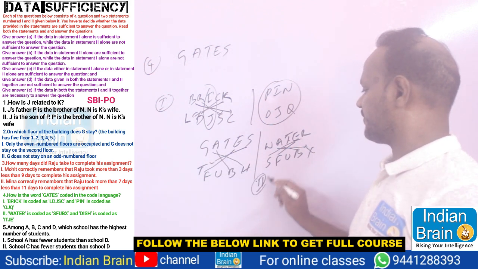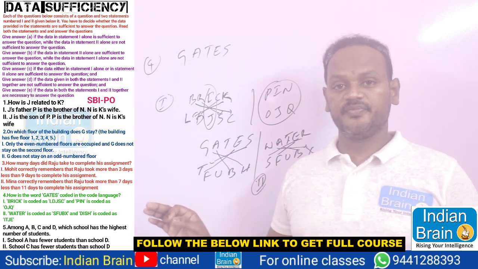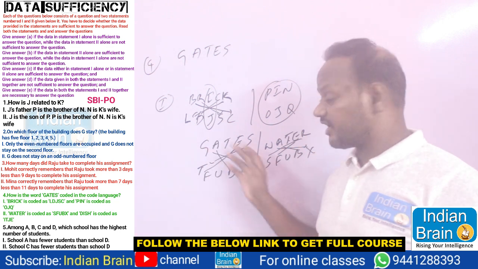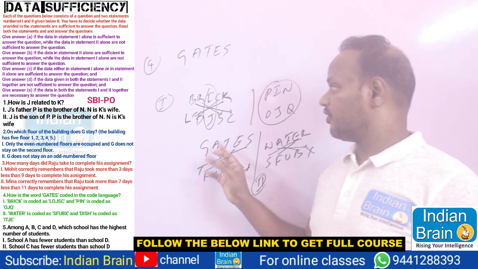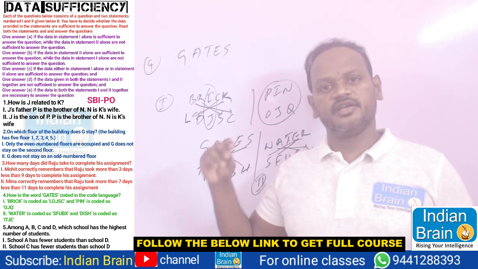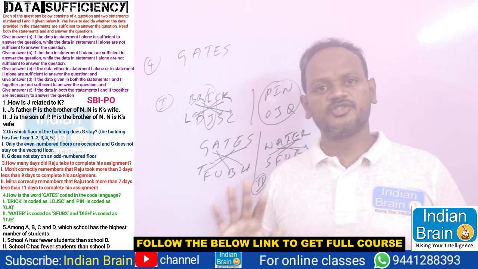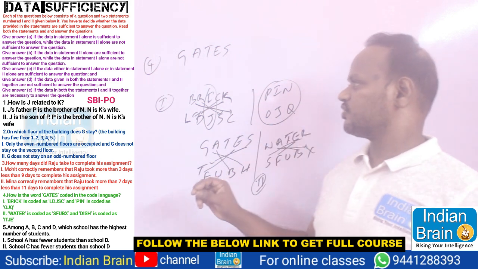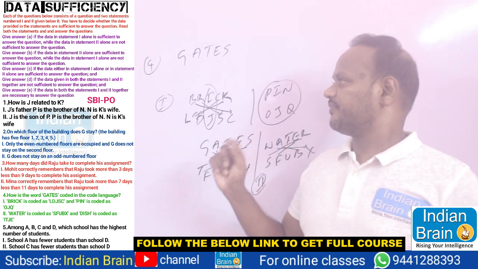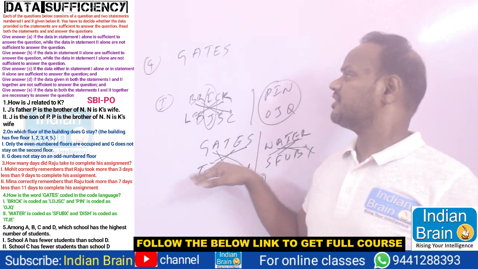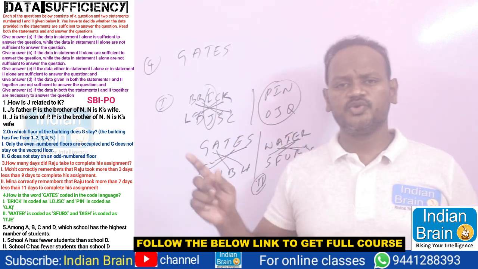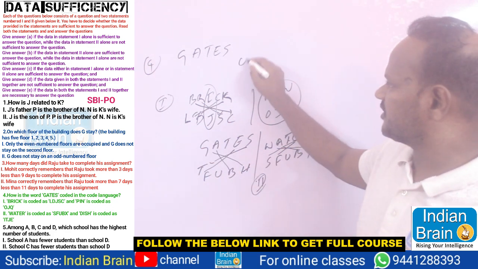That's why any one of them is enough, right? If both are necessary, then only you can go for E option. But we'll have individual importance. One is enough and as well as second is also enough. That's why I can choose C. If the data either in statement 1 alone or in statement 2 alone is enough, yes, of course, we can choose C. The answer is C for this question.